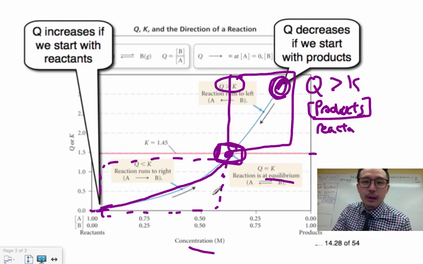So this is more of the graphical version of Q and K, and hopefully this one has helped you as well.